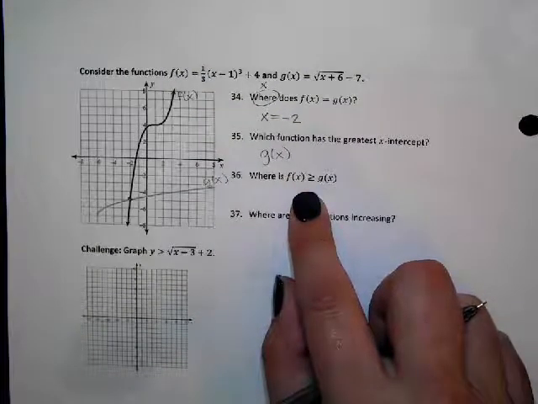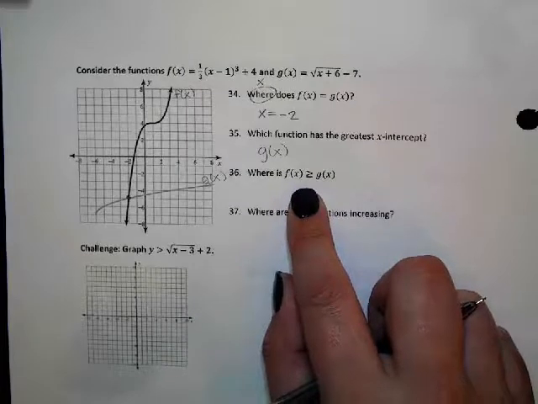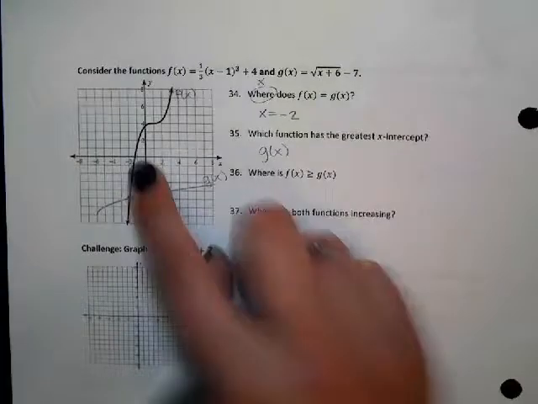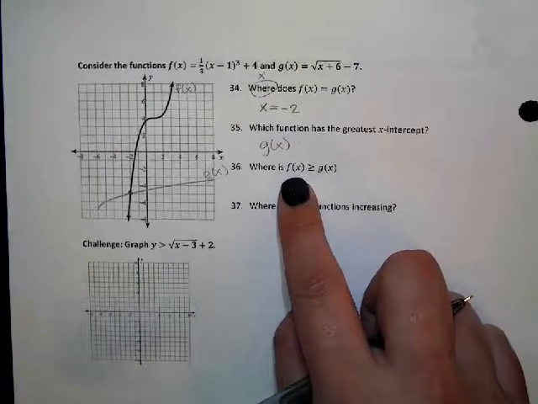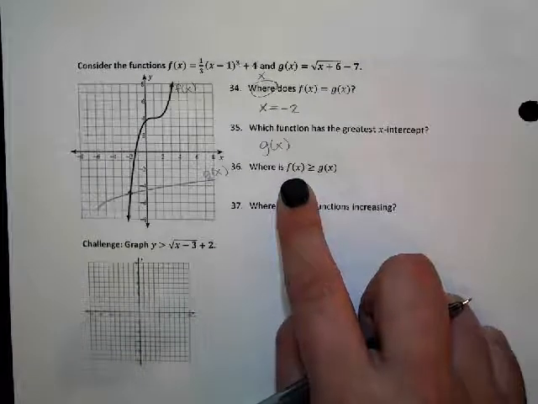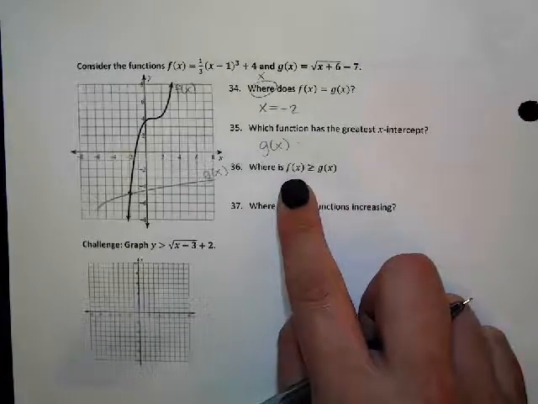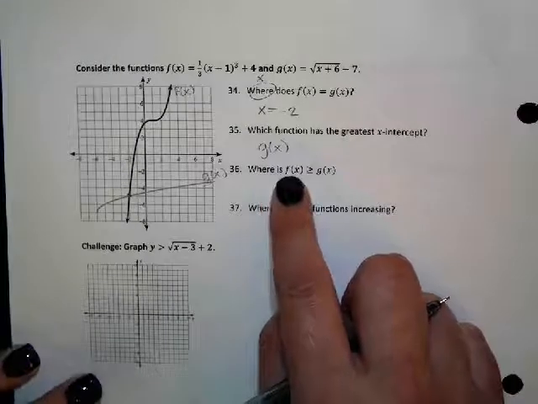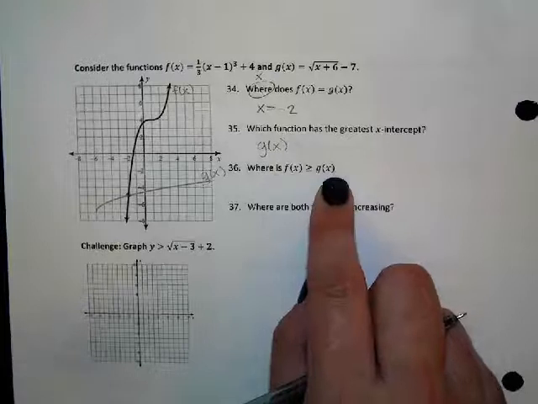When it's above. Okay, so f of x is the dark one. We're looking for when the dark one is above the lighter one, because it's y values. F of x is y values, g of x is y values. So we're looking for when the y values of the darker one is above the y values for the lighter one. Yes? What about when g of x doesn't even exist?